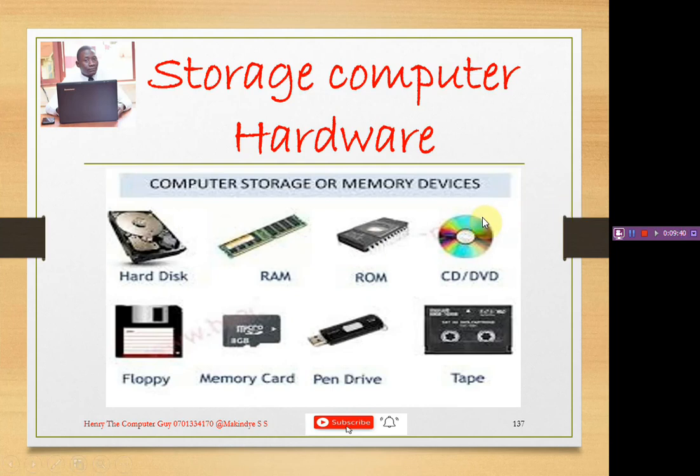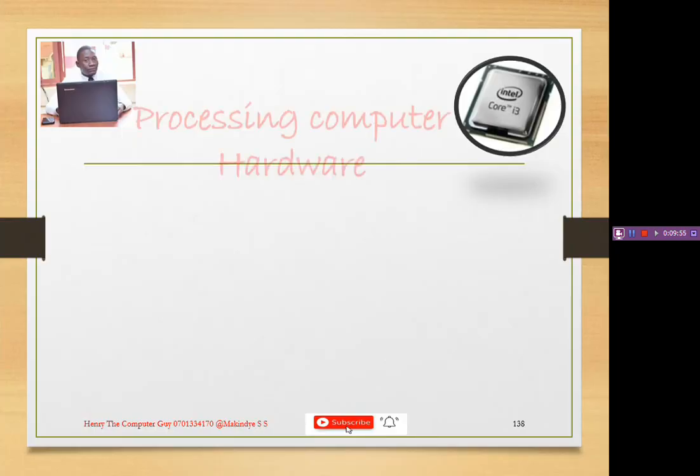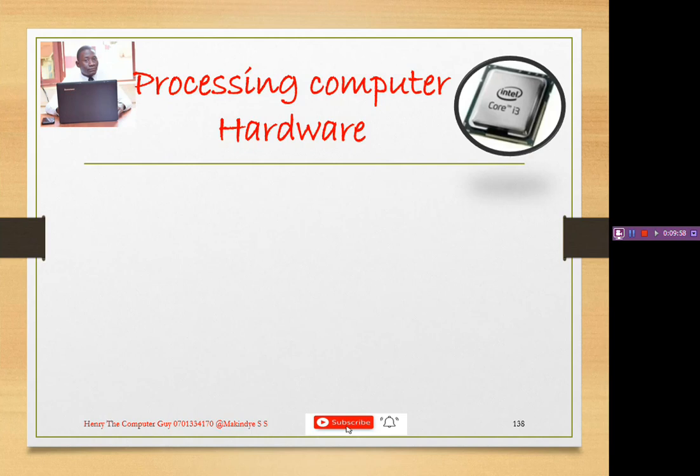So we can have the CD or DVD, we can have the floppy, the memory card, the pen drive, then the tape, or the ones we call the magnetic tapes. That's how some of them also look like. I think you have ever seen some of them here. We continue and look at the processing computer hardware.